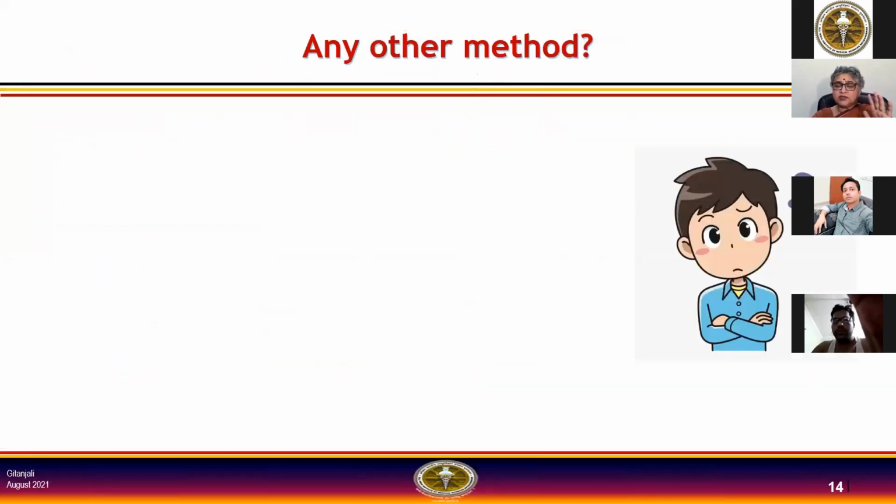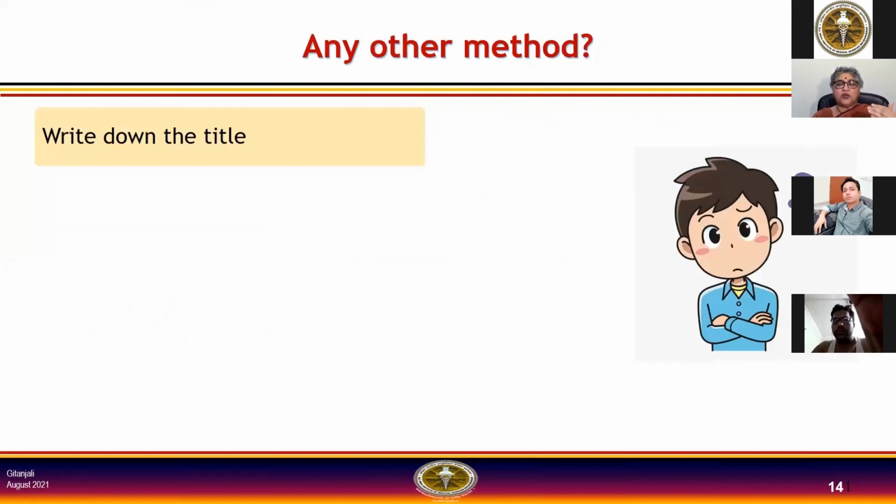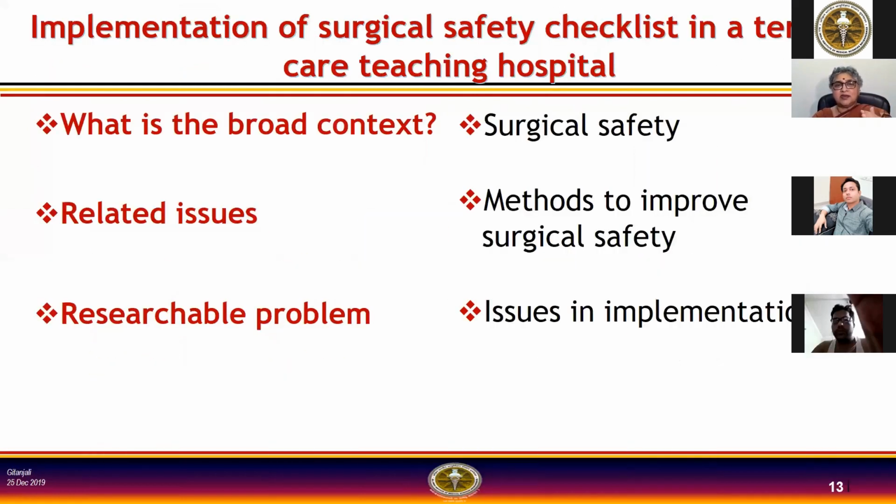So under this you are going to write, okay? So for each, surgical safety, again, you will have themes, you will have sub-themes. For related issues, you will have themes, you'll have sub-themes and so on. So this is how you will try to plan a template for review of literature.